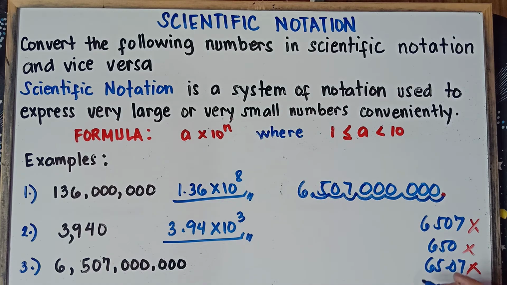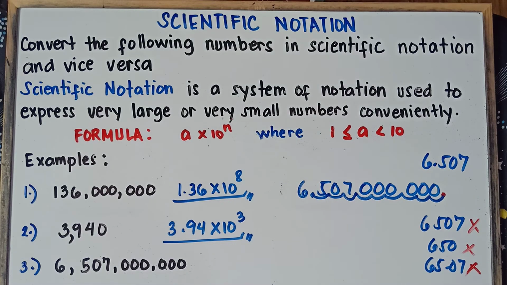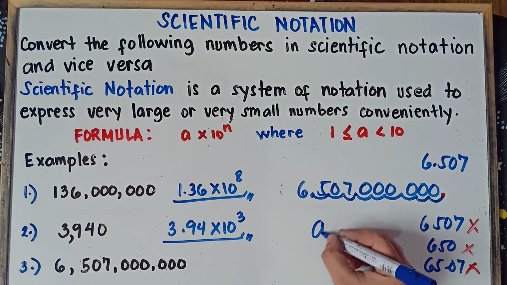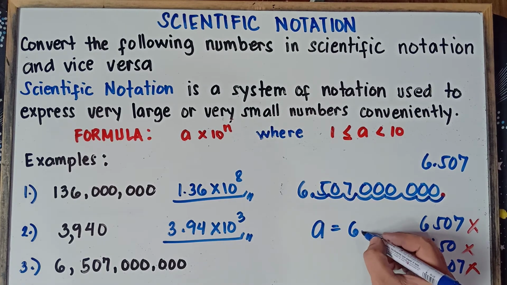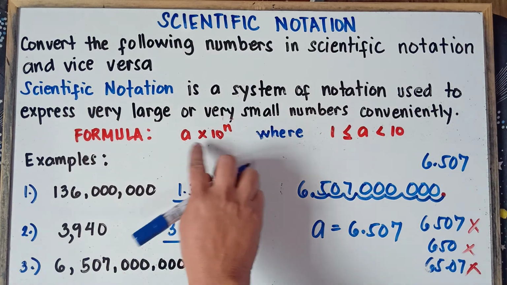And our number, we have 6.507. Can we have that one, class, with regards to the value of A? Yup, we can have that one with regards to the value of A. 6.507 is less than 10. So therefore, our A is equal to 6.507.